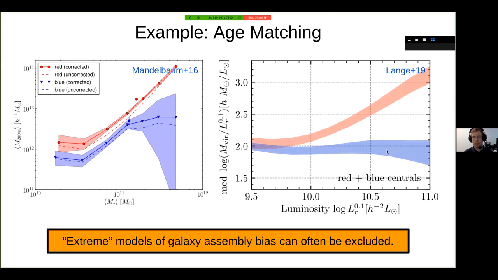And so this shows that this clustering difference is to a large extent really due to genuine halo mass difference and not due to halo assembly bias.